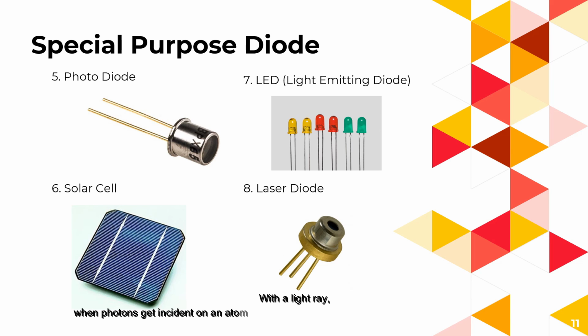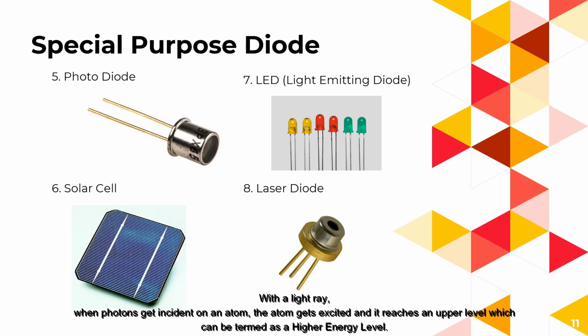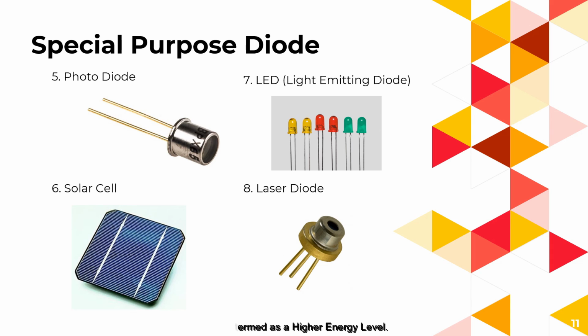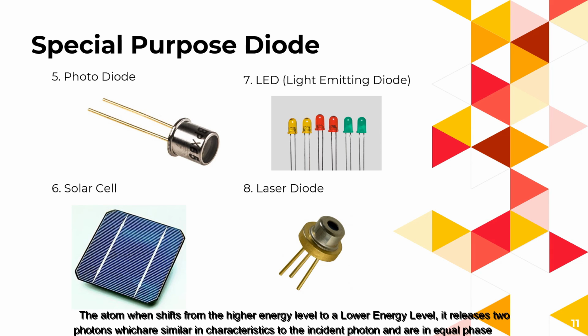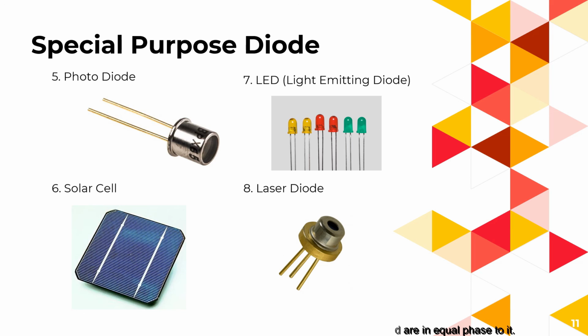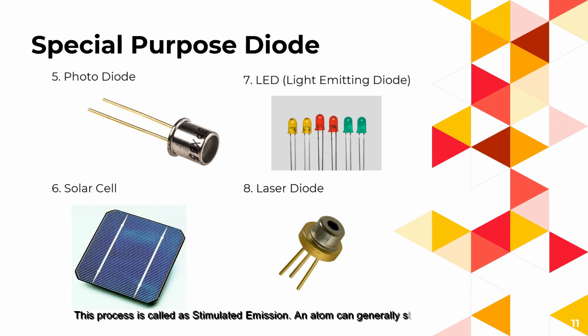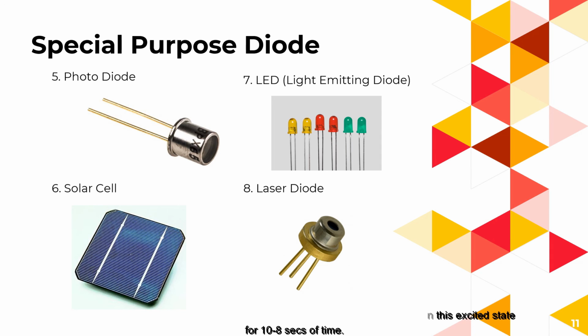With a light ray, when photons get incident on an atom, the atom gets excited and it reaches an upper level which can be termed as a higher energy level. When the atom shifts from the higher energy level to a lower energy level, it releases two photons which are similar in characteristics to the incident photon and are in equal phase to it. This process is called stimulated emission. An atom can generally stay in this excited state for 10 to the power of minus 8 seconds.